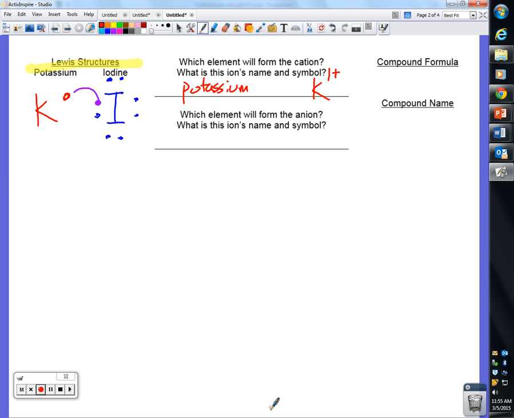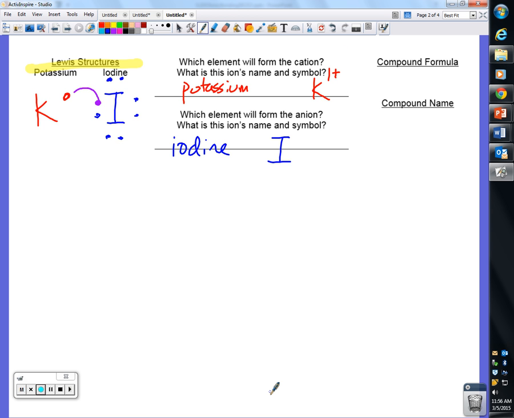Good there. And then that means which element is going to form our anion? Iodine, that's not a hard choice. You only got one thing left, right? First we're going to write its chemical symbol. How many protons does this iodine anion have? 53. But how many electrons does it have? 54, okay?